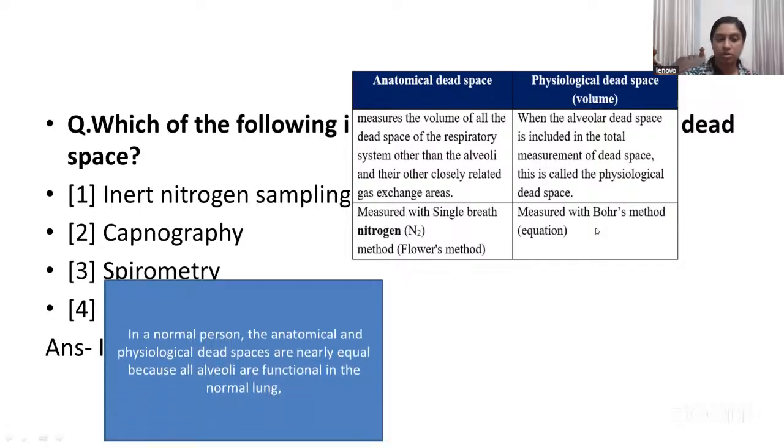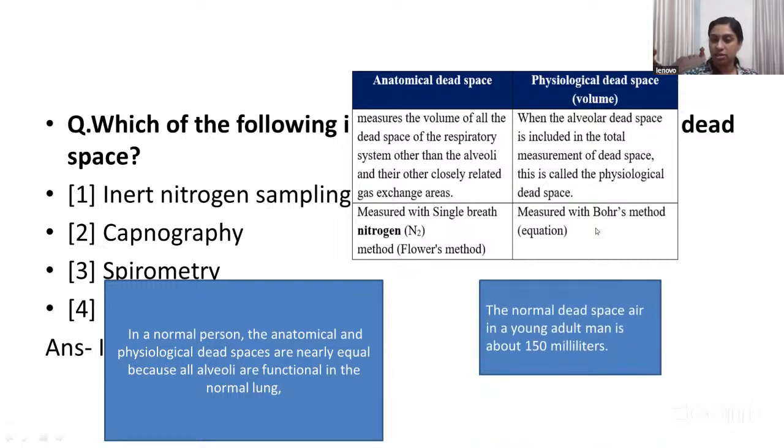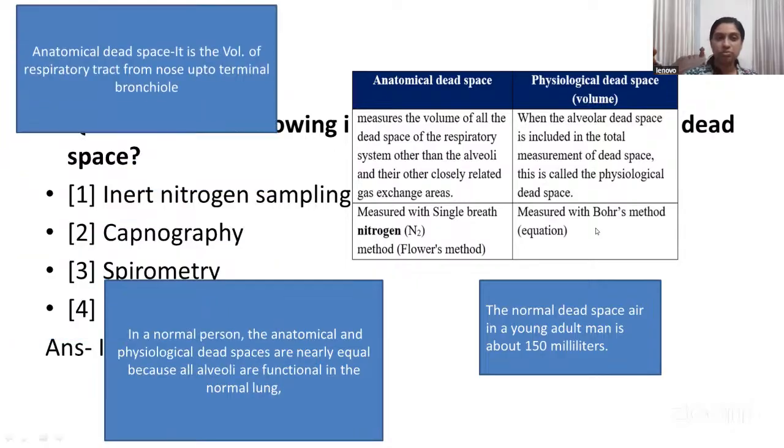In a normal person, the anatomical as well as the physiological dead space are one and the same. Why? The alveoli are not involved in dead space in a normal person. Only in diseased persons are some alveoli not involved in gaseous exchange. So in a normal person, the anatomical and physiological dead spaces are essentially the same. The normal dead space of air in a young adult man is about 150 milliliters. Basically, the anatomical dead space is the volume of the respiratory tract from the nose up to the terminal bronchiole, because these areas are not involved in gaseous exchange. Instead, they act as a passageway for the air.